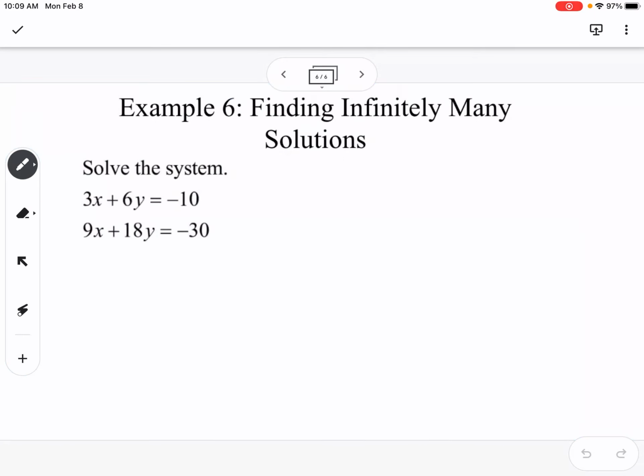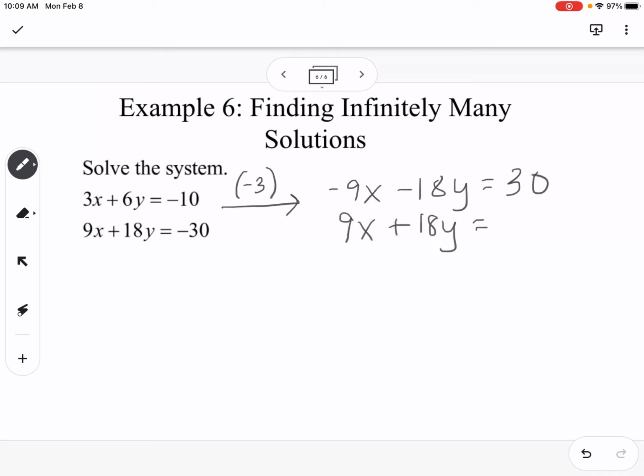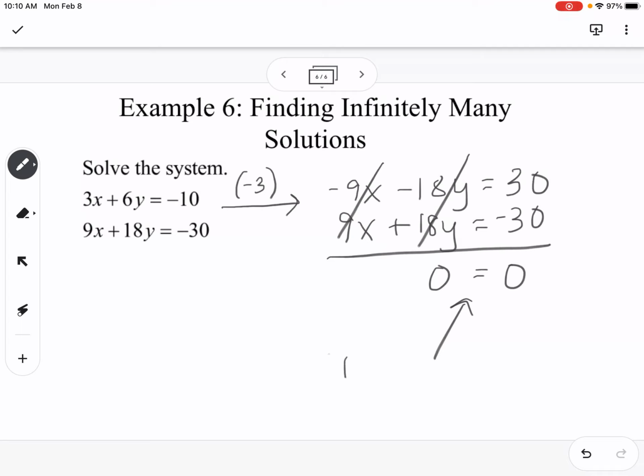So here, similarly, I'm going to use elimination. Let's focus on the x's again, so I'm going to multiply the top by negative 3. That becomes negative 9x minus 18y equals positive 30. Then we have 9x plus 18y equals negative 30. Okay, then I'm adding this together, and again, both variables cancel out, so I'm left with 0 on the left, and then 30 plus negative 30 is also 0. So 0 equals 0 is a true statement. So when your variables cancel out and you're left with a true statement, that means that there are infinite solutions.